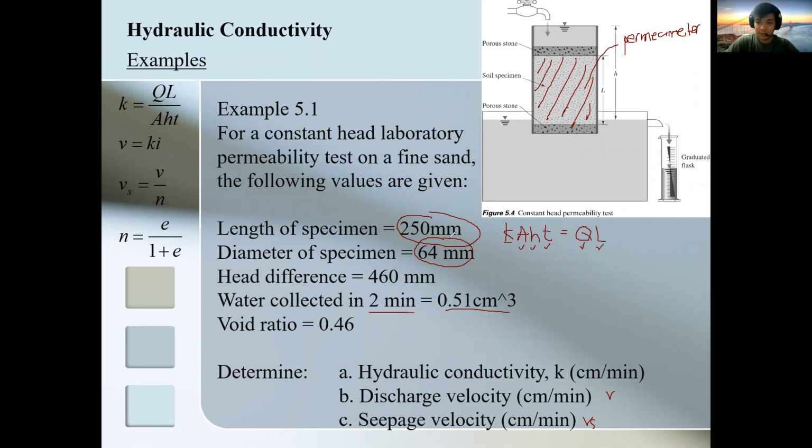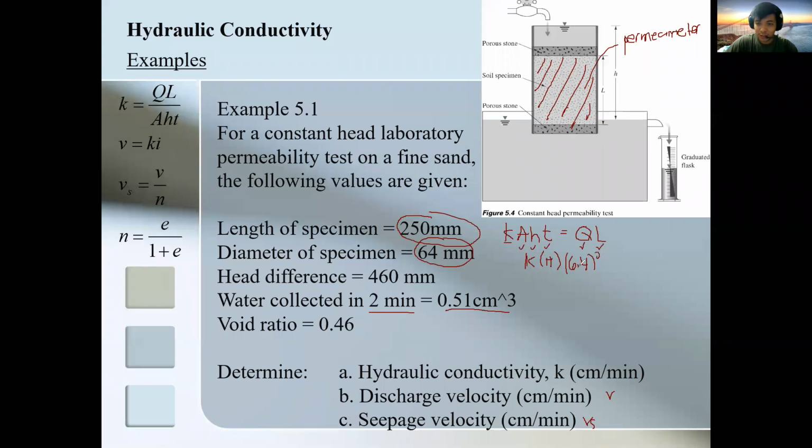So again, we can automatically solve this one using the formula. Our area is pi d squared over 4 since we are given the diameter. Since it's in mm and we have to get cm per minute, we need to convert it. 1 cm is 10 mm, right? So this will be 6.4 cm, divided by 10.